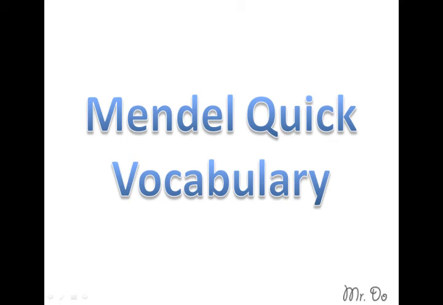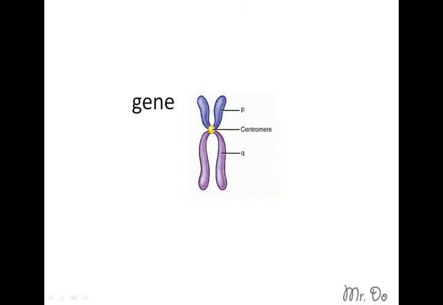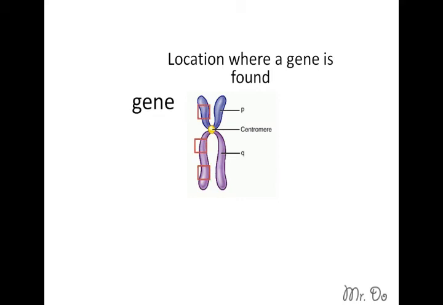Mendel quick vocabulary. A gene is what defines a trait, a physical trait of a person. The location where a gene is found, for example, like here or anywhere else in the chromosome, is called the locus, a location where the gene is found.